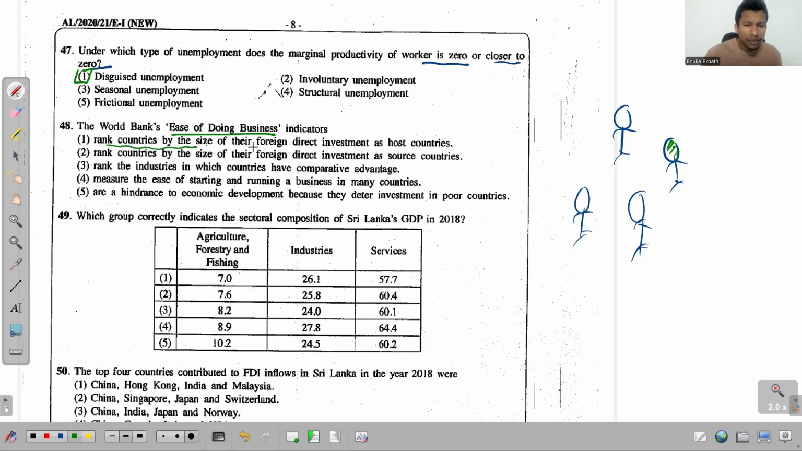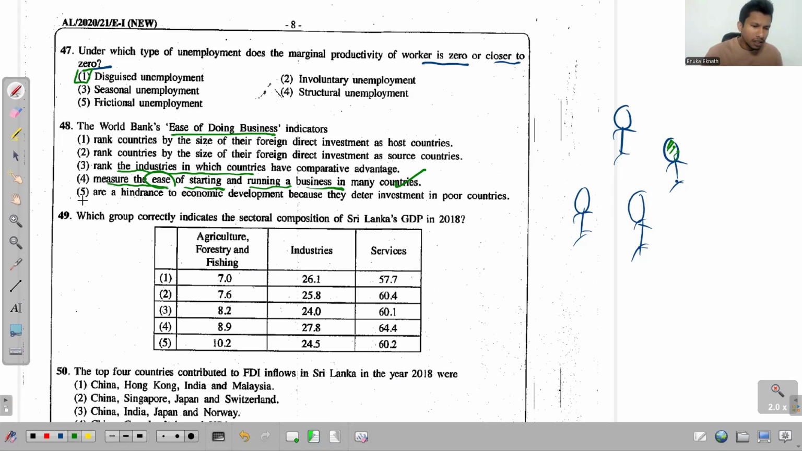Rank countries by the size of their foreign direct investments? No. Rank the industries in which countries have comparative... ignorable, right? Measure the ease of starting and running a business in many countries, not in all countries. Yes, they have selected a set of countries and it changes year to year. So yes, that's what they do. The ease of starting means the convenience of starting the business and the convenience of maintaining, running, and operating the business. That is the answer there.